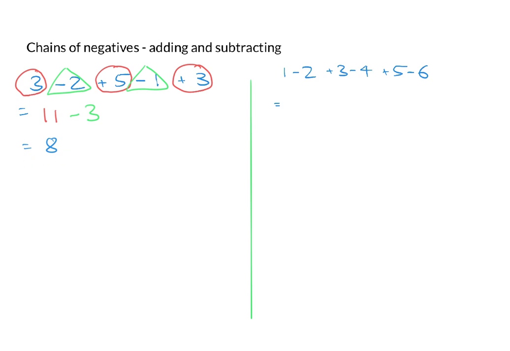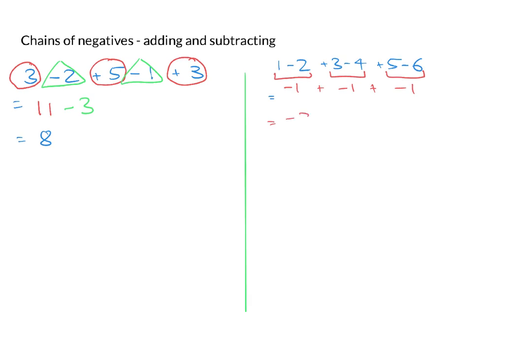Now, sometimes we get a chain of numbers where there's a real pattern that is clearly obvious. Here, if you look at it, we have 1 minus 2, 3 minus 4, and 5 minus 6. It's a repeating pattern. 1 minus 2 is equal to negative 1. 3 minus 4 is equal to negative 1. 5 minus 6 is equal to negative 1. And these are all added together. So minus 1 plus minus 1 plus minus 1 equals minus 3.